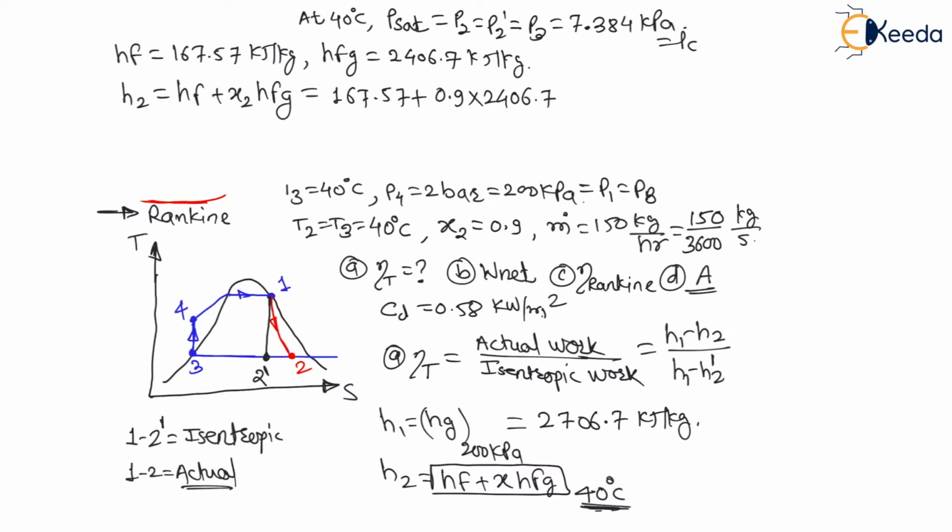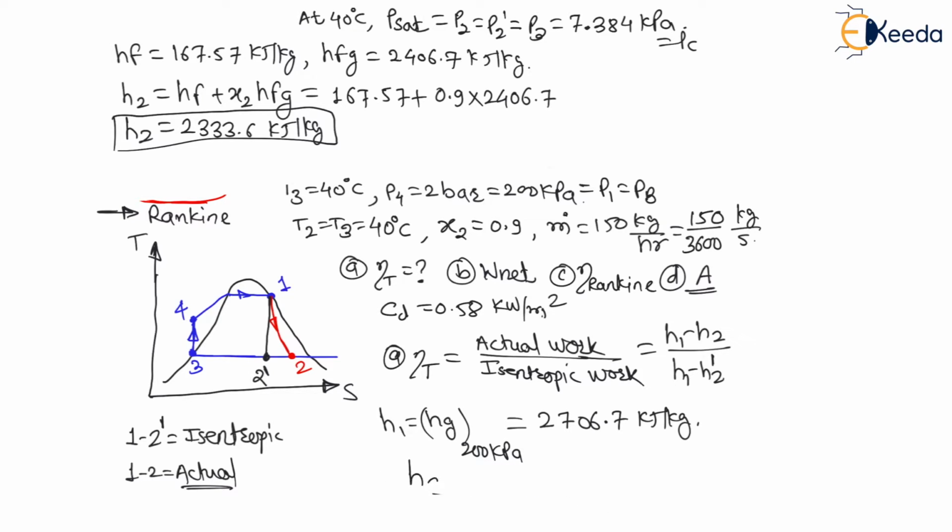hfg is given as 2406.7. So my dear students, if I solve this, I will get the h2 value, and this h2 will be equal to 2333.6 kilojoule per kg. This will be the h2 value, which is also required to find the turbine efficiency. Here h1 and h2 we have calculated. Now h2 dash is our target. Once h1 and h2 are calculated, let us solve for h2 dash. So my dear students, here I will write h2 somewhere.